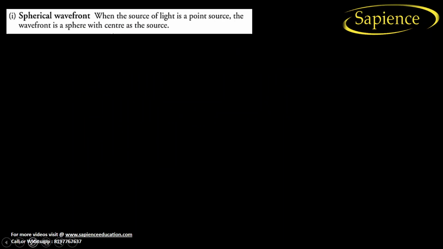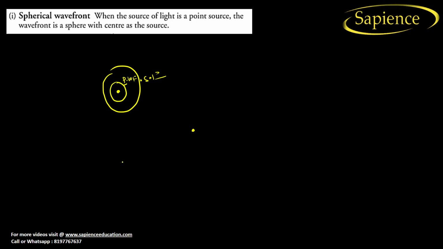So we have already done the spherical wavefront. So this is the spherical wavefront. This is also a spherical wavefront. Now this is the primary wavefront, and this is your secondary wavefront. Why does this happen? See here. Let us try to understand that.